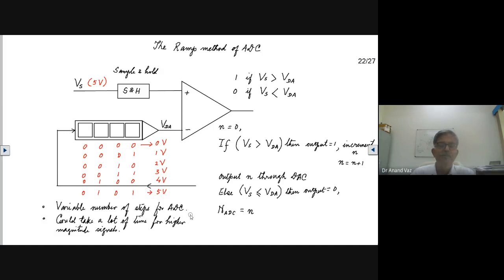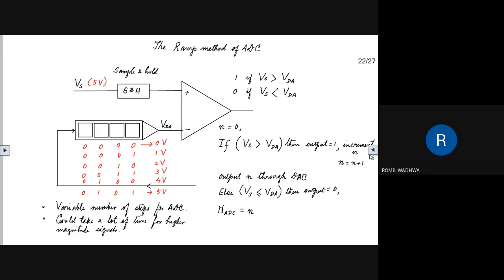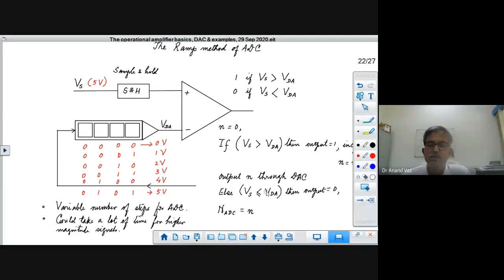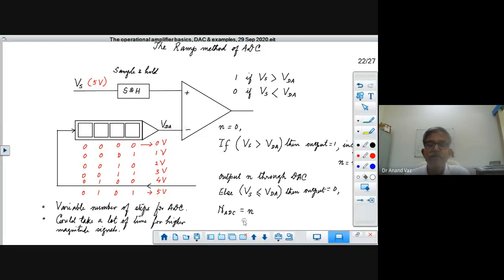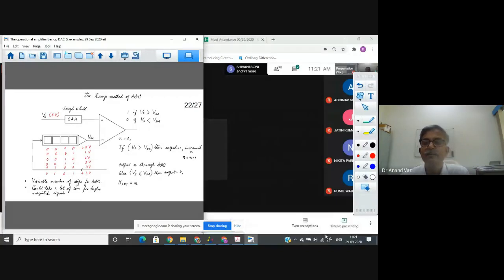Okay. So this is a disadvantage of this method, but it certainly gives you an idea about how the process of conversion from the analog domain to the digital domain is done. I hope it's clear to you. If you have any questions, please ask me. Otherwise, we will conclude our lecture for today. Anybody having any query?